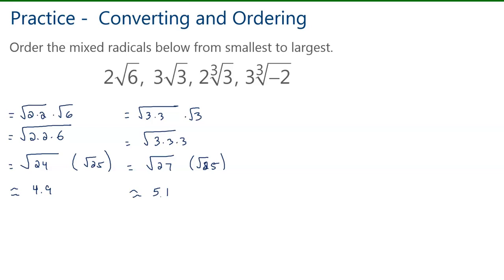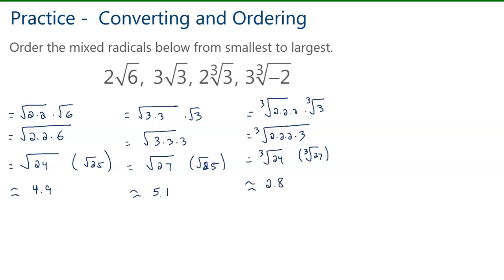Let's look at 2 and the cube root of 3. We can rewrite 2 and the cube root of 3 as the cube root of 2 times 2 times 2 times the cube root of 3. This is the cube root of 2 times 2 times 2 all times 3, which is the cube root of 24. This is really close to the cube root of 27, and the cube root of 27 is of course 3. So this is really close to 3, but a little less, so around 2.8.